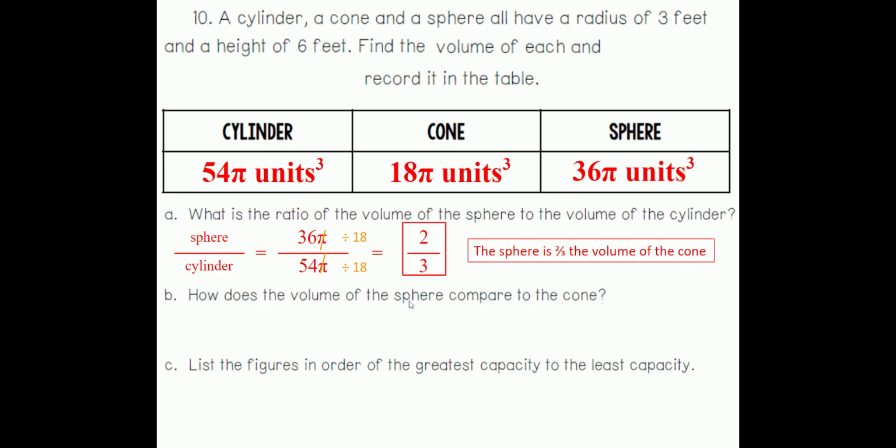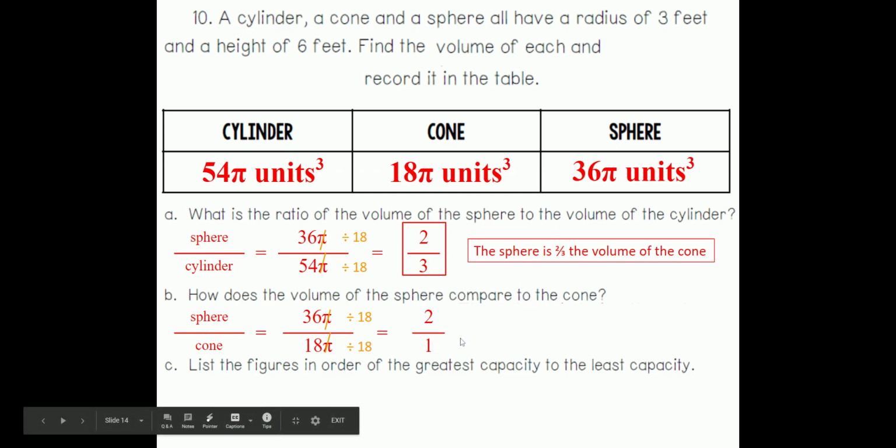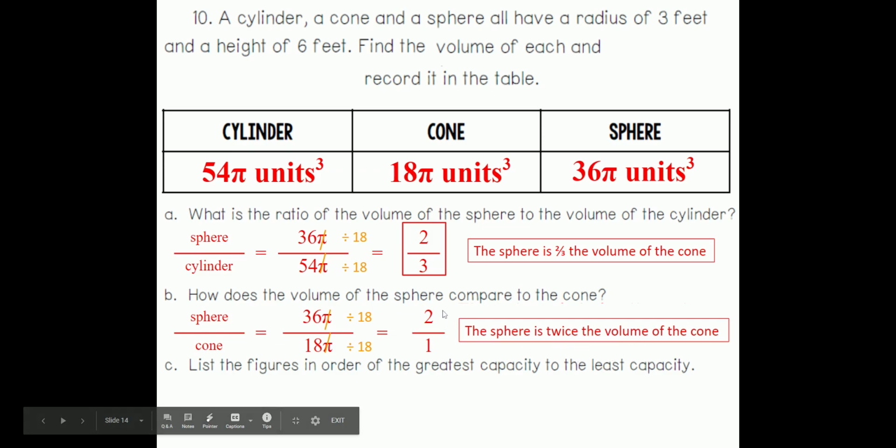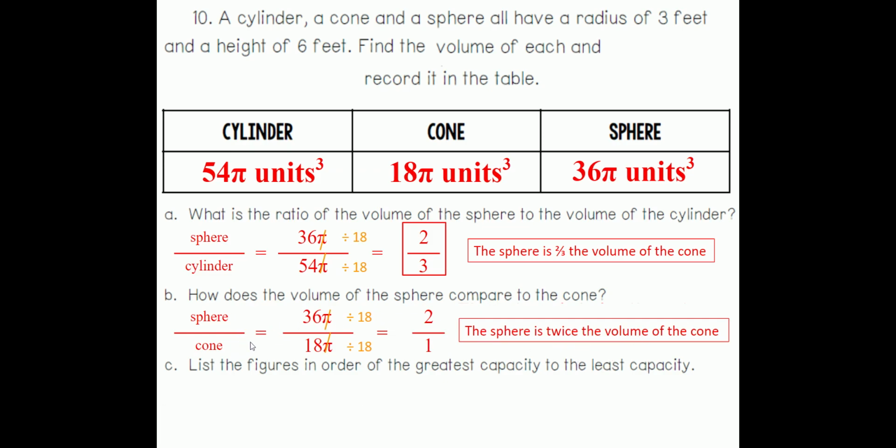All right, how does the volume of the sphere compare with the cone? Well, sphere compared to cone. Sphere divided by cone, let's see, sphere is 36, so that goes on top. Cone is 18, so that goes on the bottom. So the pi's cancel out. I'm left with 36 over 18. 18 goes into both of them. It goes into 36 2 times. It goes into 18 once. So how do the two compare? The sphere is twice the volume of the cone. So the sphere is 2 times bigger than the cone.